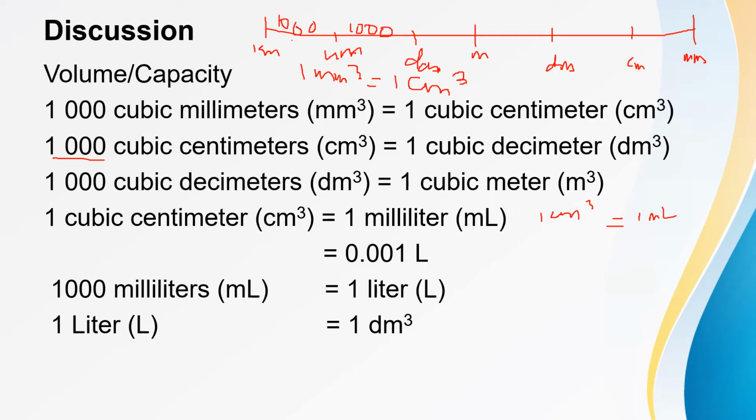That's why it is said here that 1,000 cubic millimeters is equivalent to 1 cubic centimeter. Okay? So that's why. And then, 1 cubic decimeter is equal to 1,000 cubic centimeters, because every space here is equivalent to 1,000. Okay? So, it's equivalent to volume. Do you have an idea now?